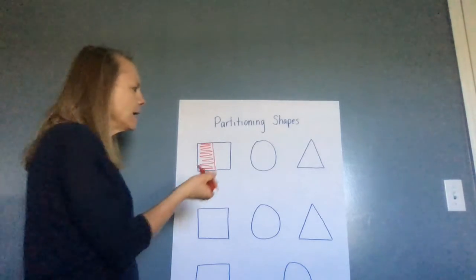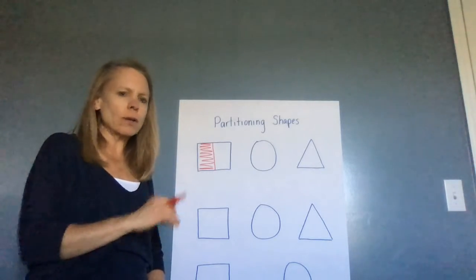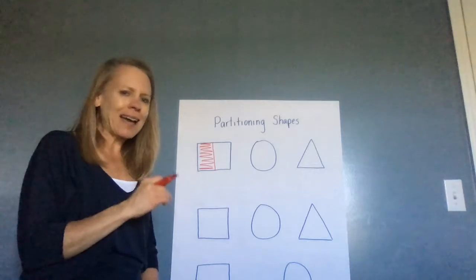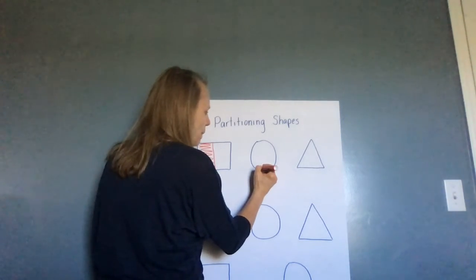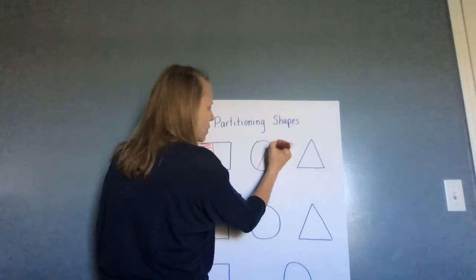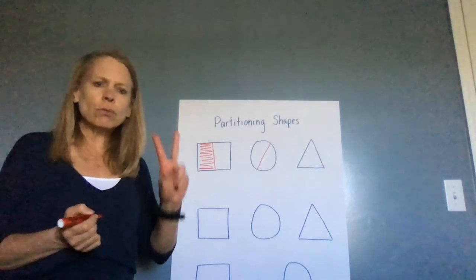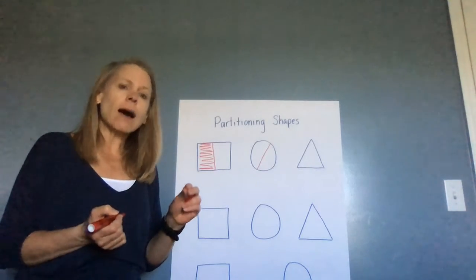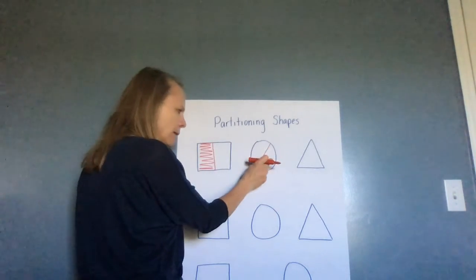The neat thing about the circle is I can draw my line anywhere on the circle as long as I'm going from one side to the other, and I'm going to divide that into equal parts. So I'm going to divide my circle from here straight across to the other side. And I know that I have my circle divided into two equal parts. When I have two equal parts, I have a half. This is a half. And this is a half.